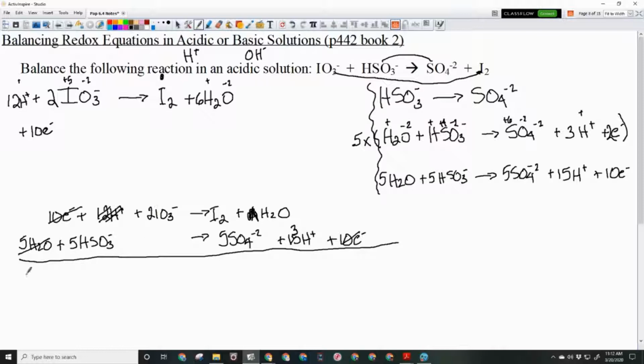So what do we have on this side? We have 5 HSO3s plus 2 IO3s yields, okay, I2 plus H2O plus 5 SO4s, -2. My pen is acting up, sorry.